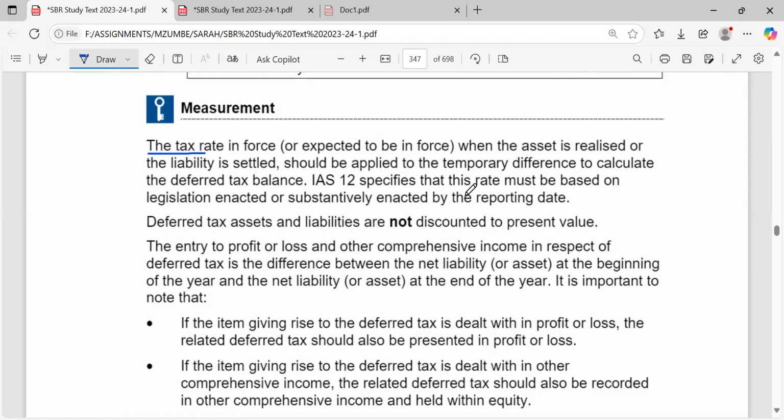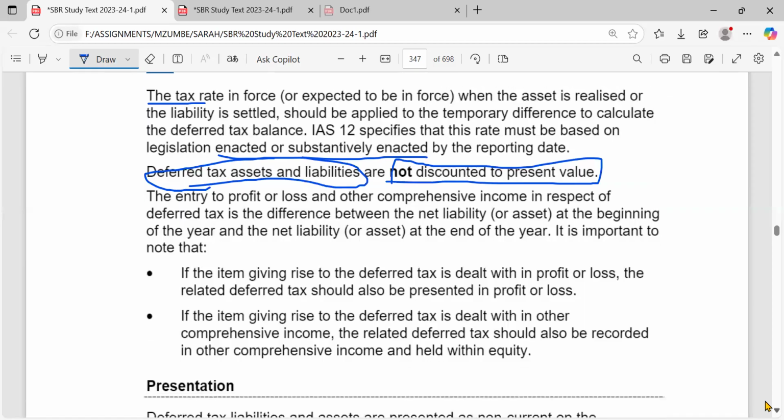Yes. So IAS 12 specified that this rate must be based on legislation enacted or substantively enacted by the reporting date. So it could have been enacted already, or it could have substantially been what? Enacted. And deferred taxes and liabilities are not discounted to present, but this is what you should know. We do not apply the concept of time value of money to deferred tax assets and liabilities because deferred tax assets and liabilities go against the concept of framework and the future related, right? So since they're future related, you could have said, oh, to get their actual worth today, you have to discount them. But no, you do not apply time value of money on deferred tax assets and liabilities. I hope you got that.